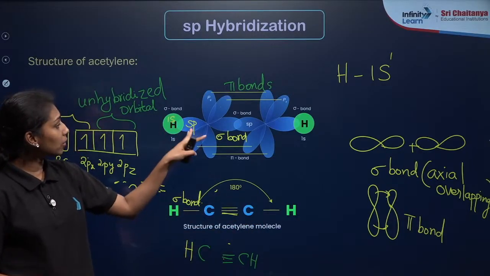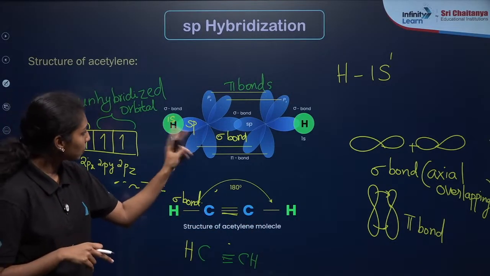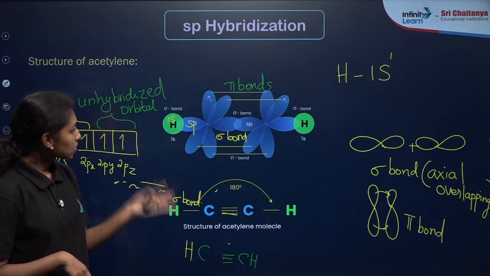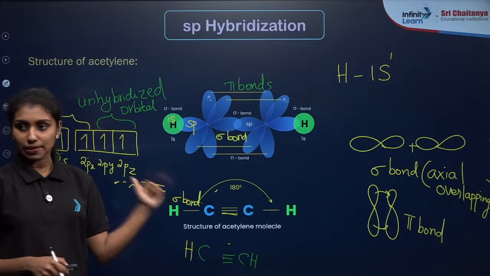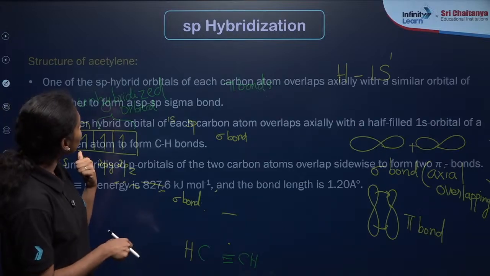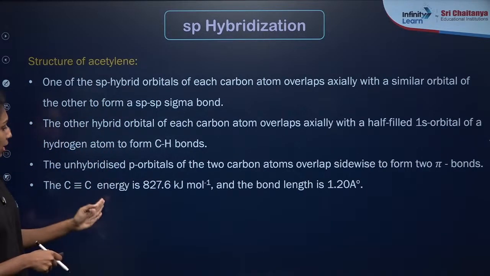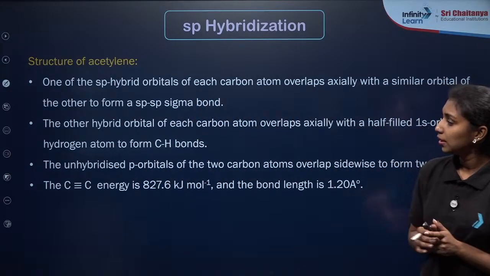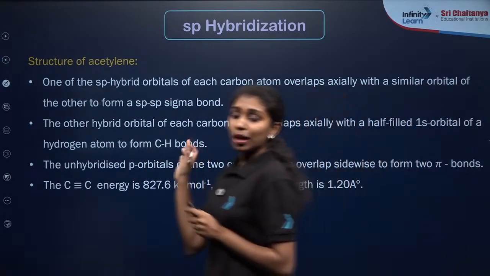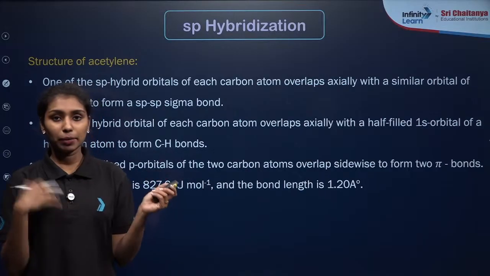One is a spherical shape and another one is a dumbbell shape, right? sp and 1s of hydrogen. So this is the structure of the acetylene molecule, which has the sp hybridization. So the main points I have written here as the different points given here, right? Just go through the notes after getting the PDF. This is the same I have discussed through the image, I mean in the diagram.